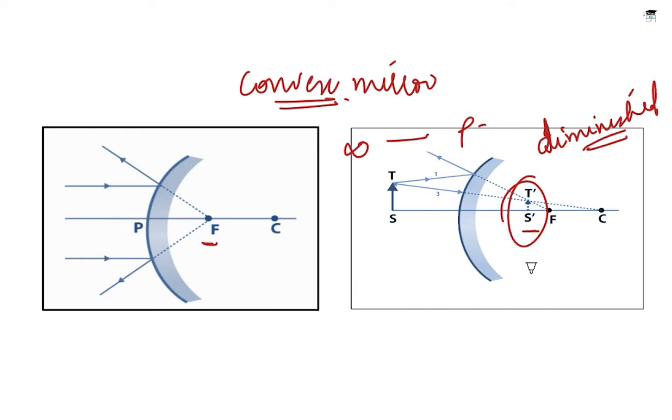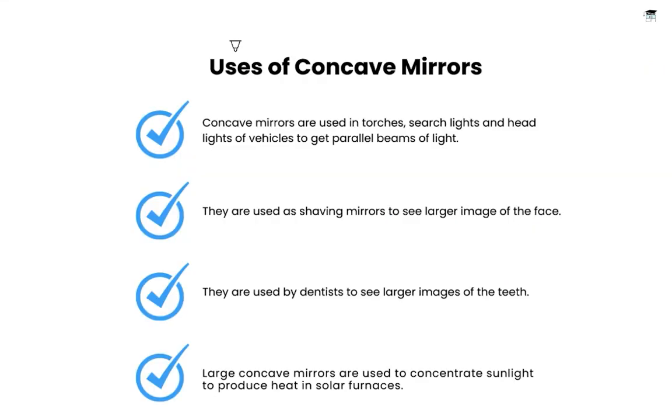Although the image formed in this case is erect, it is not inverted, it is diminished. So just keep this in mind. It will be helpful in understanding the uses of concave and convex mirrors. Okay. Till now, we understood all types of image formation by spherical mirrors. It's time to see how we can actually use these mirrors. So first of all, we will see the uses of concave mirrors.